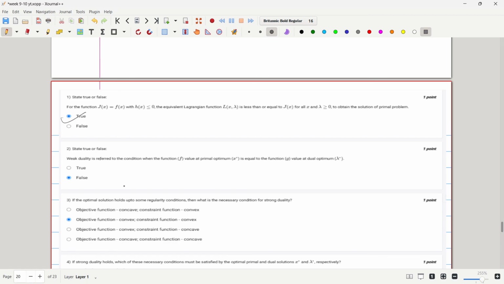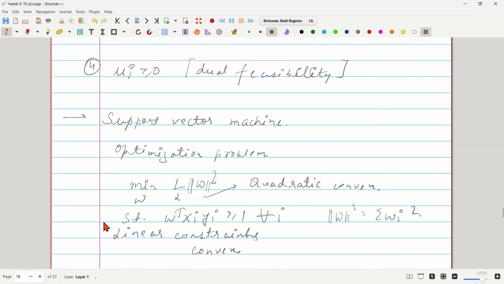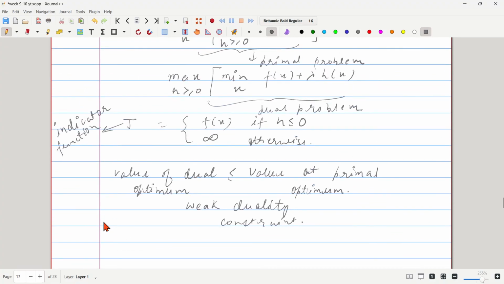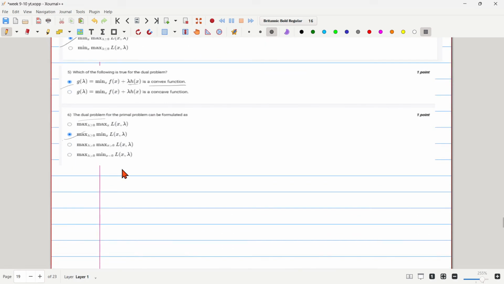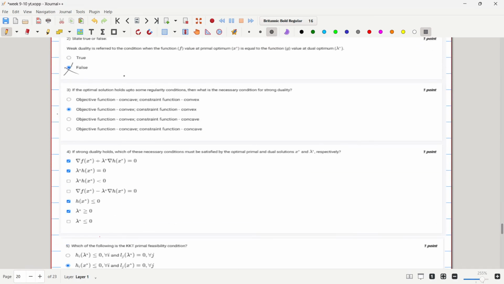True. Weak duality is referred to the condition when the function value at the primal problem is equal to the function value at the dual problem. False. Why? Because the value at the dual optimum should be less than or equal to the value at the primal optimum. If the optimal solution holds up to some regularity condition, what is the necessary condition for strong duality? Your objective function is convex and the constraint function is also convex.